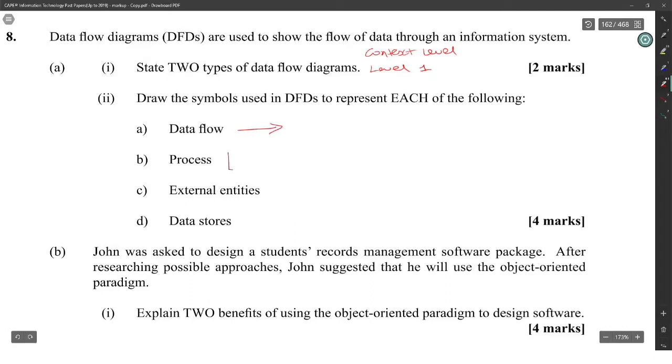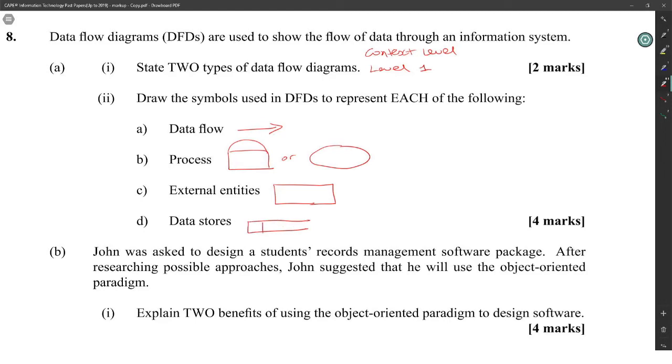A process is a kind of oval rounded, or you could get oval too. There for both of them. External entity would be a rectangle, and a data store would be like an open-ended rectangle with a X at the end.